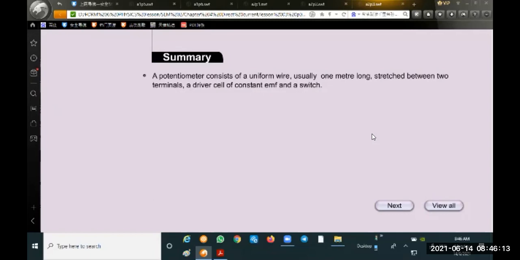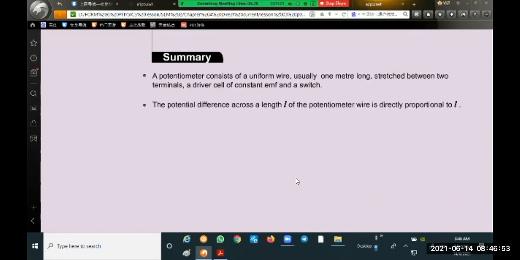A driver cell of constant EMF and a switch. Notice that we use a constant EMF. Don't use a battery, a battery cannot work well. So we use a voltage power supply, with 2 volt and 6 volt, to produce a stable current.